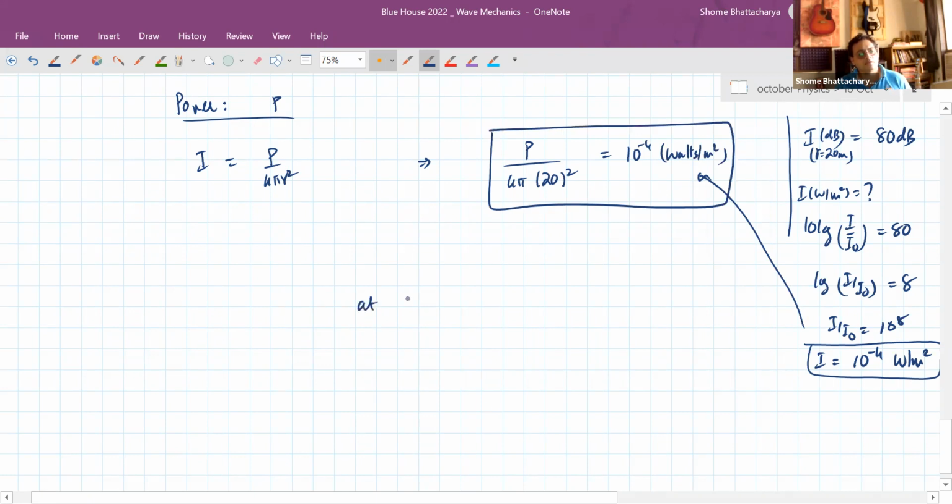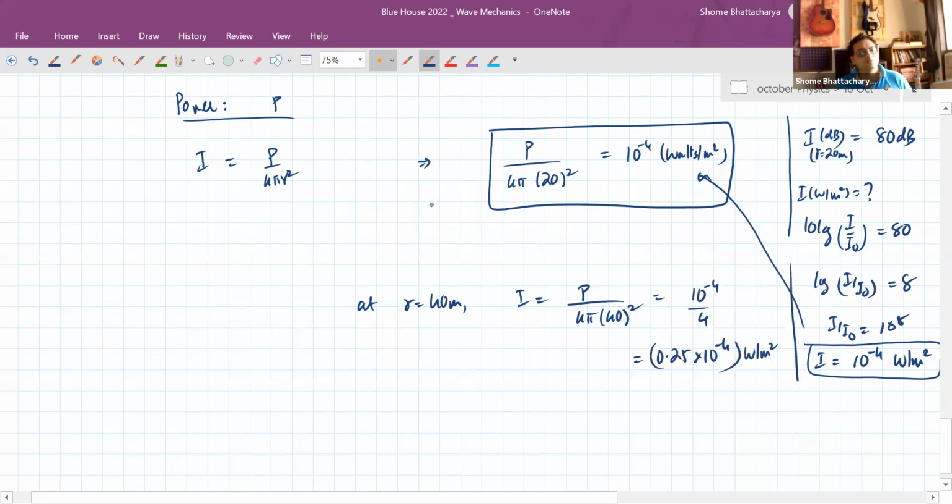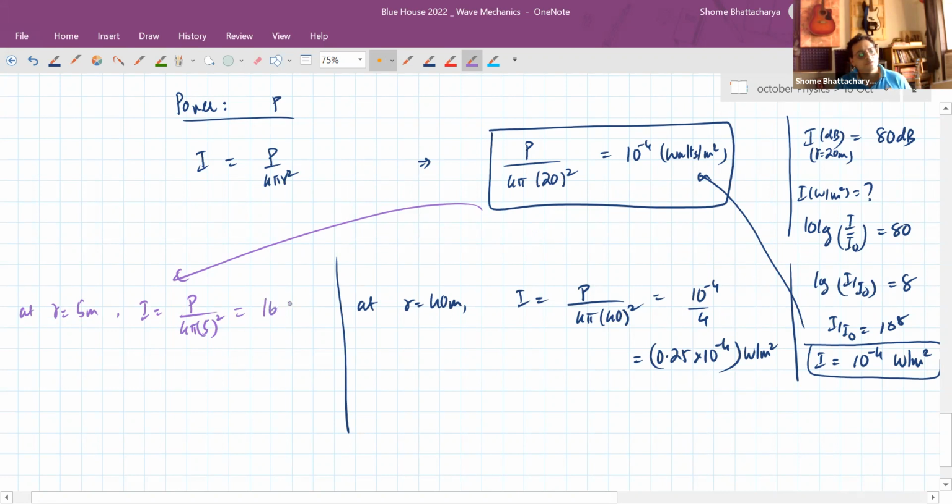Therefore now at R equal to 40 meters, the intensity will become P divided by 4 pi into 40 square. So obviously you can see that will become 10 raised power minus 4 divided by 4, that is 0.25 into 10 raised power minus 4 watts per meter square. Similarly, taking R equal to 5 meters, that would be P divided by 4 pi into 5 square. So 5 is 1/4 of 20, so this would have become 16 into 10 raised power minus 4 watts per meter square.